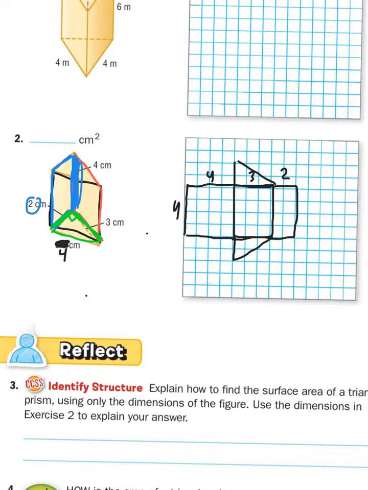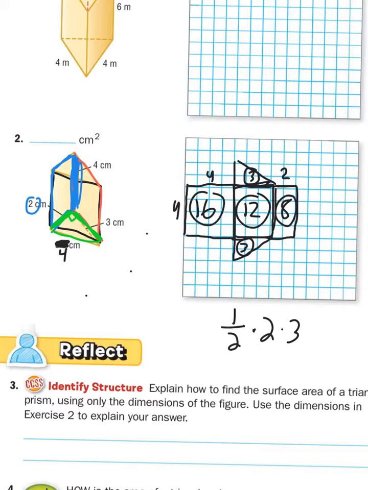Alright. Last thing I'm going to do is find the area of these faces. So I'm going to start with 4 times 4, which is 16. 4 times 3, which is 12. 4 times 2, which is 8. Remember, the triangles, it's half times base times height. So it's half times, the base is 3 and the height is 2. So half times 2 times 3, which is 3. So this one's 3 and this one's 3.